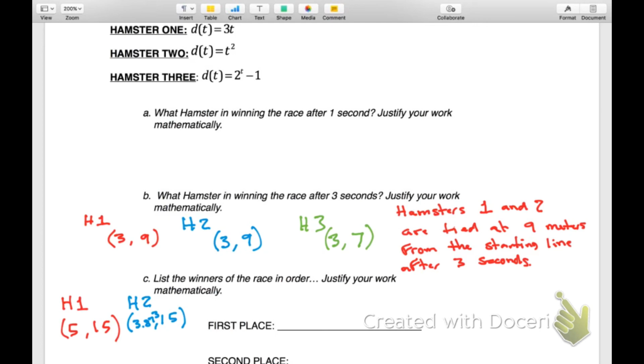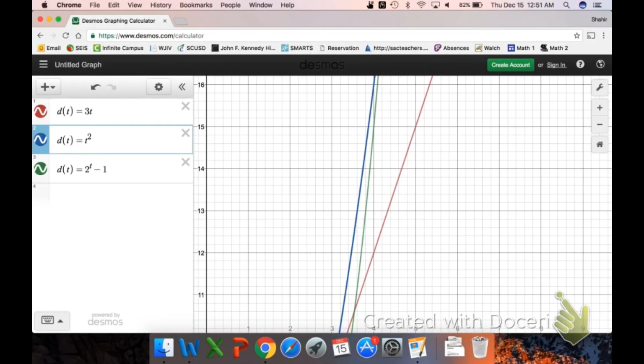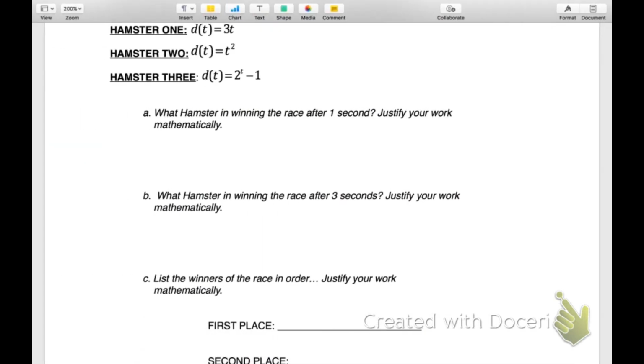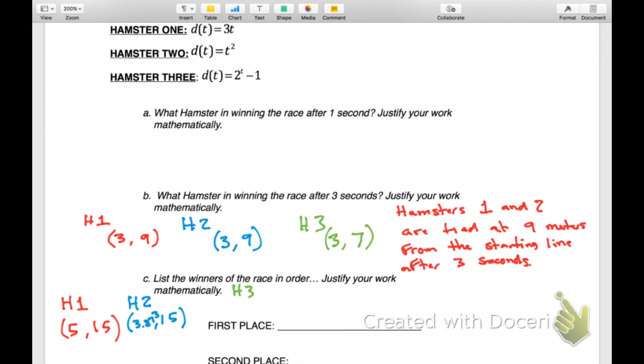Okay, and our last hamster, number 3, going to Desmos, seeing where y equals 15 for hamster number 3. It took him 4 seconds. So after 4 seconds, this hamster finished the race. He went his 15 meters. So now we've got to figure out which one of these hamsters reached the finish line the fastest.